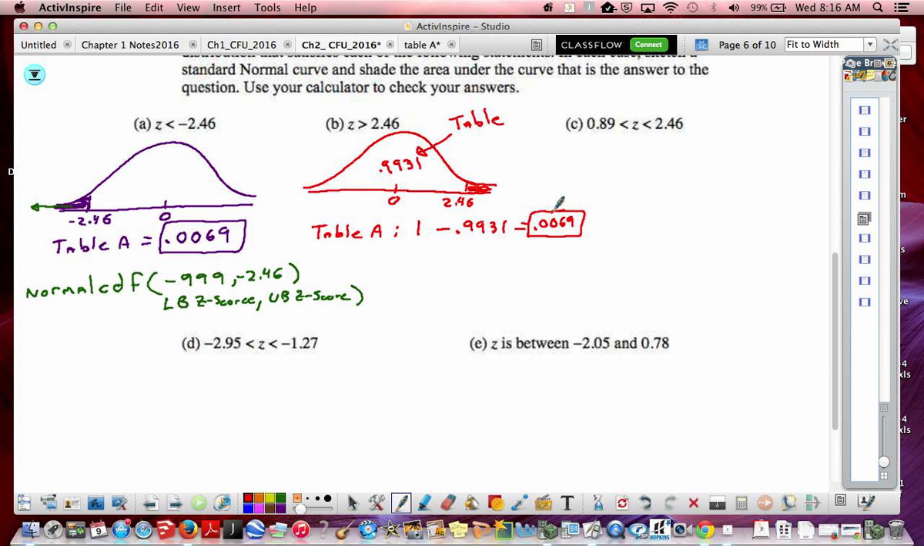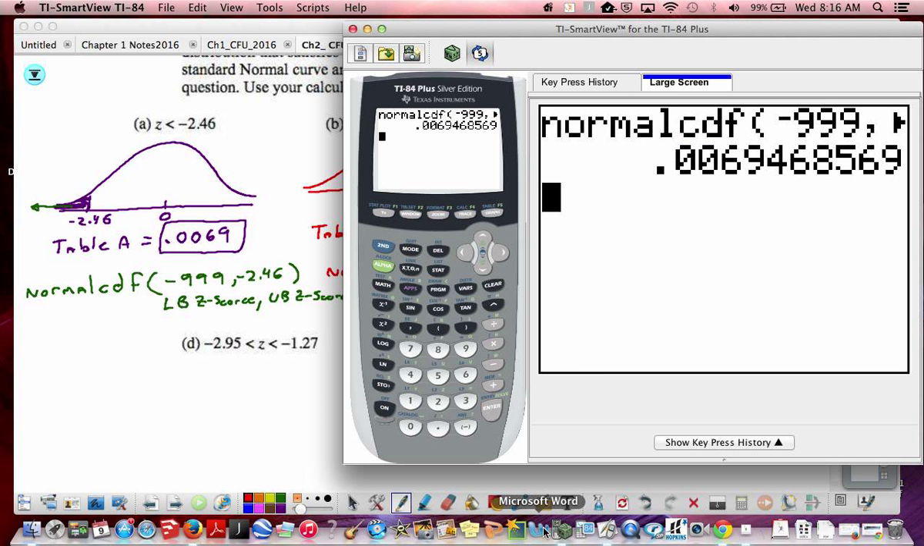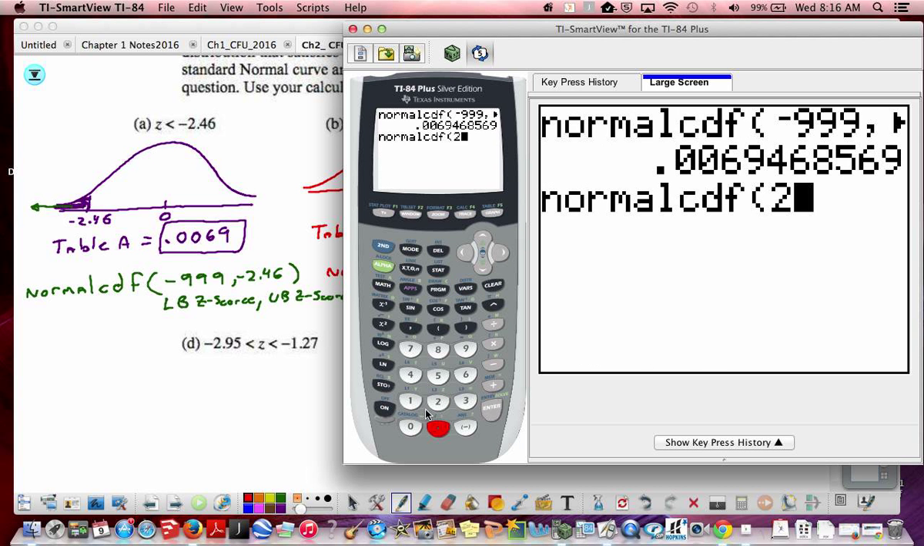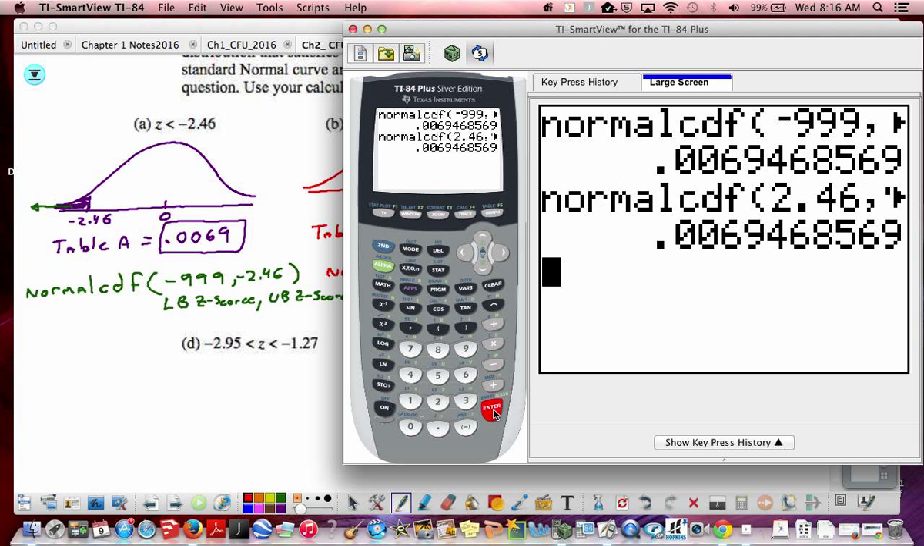Now, if you're doing your calculator, we're going normal CDF. In this case, my lower bound is the 2.46, and now I'm going to positive infinity, so I'm doing the 999. Just to show you this one on the calculator real quick: second bars, number 2, normal CDF, 2.46, comma, 999, close the parenthesis. And you can see you get the exact same area as we did above.